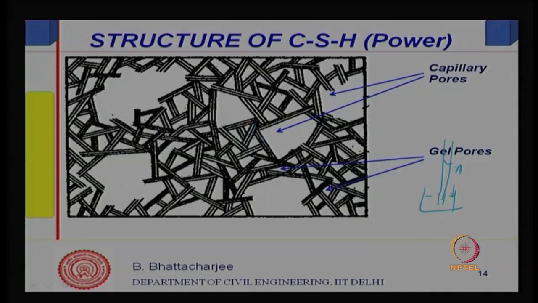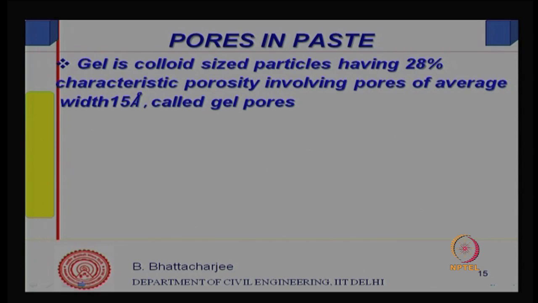We have capillary pores and layers of CSH, and within the layers of CSH, the smaller pores are being called gel pores. So, these are the models which represent the hardened paste structure. Okay. So, having done that, now we can think of pores in the paste.